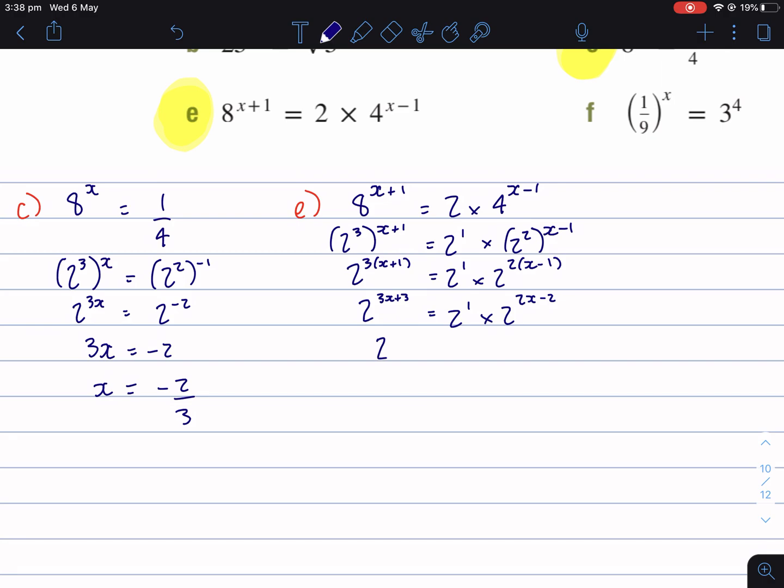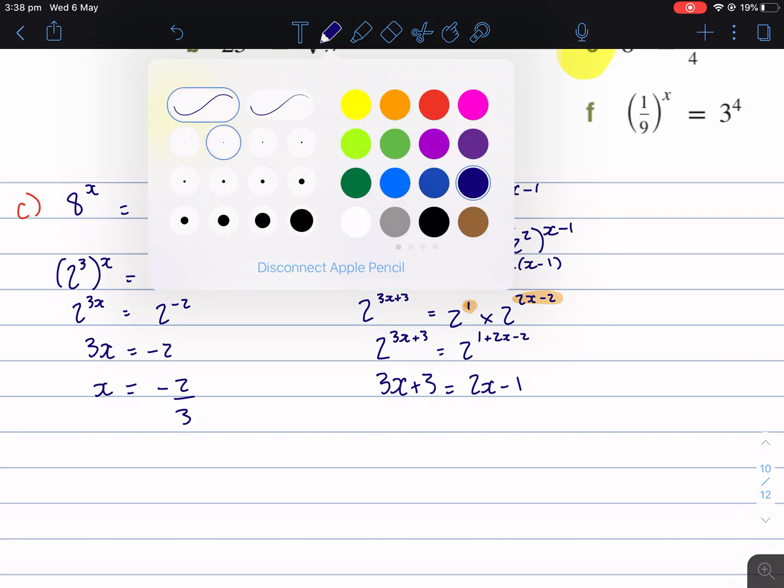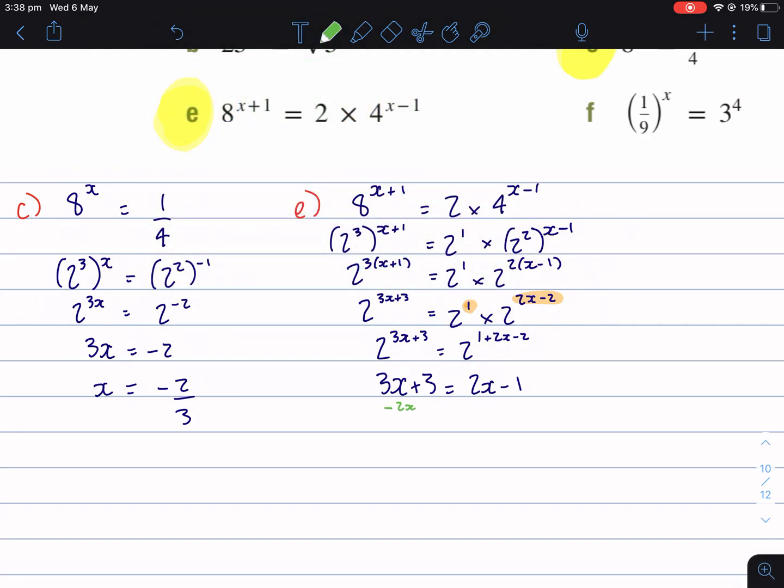We've got 2 to the 3x plus 3. Now we've got to add these ones because it's timesed. So we've got 2 to the 1 plus 2x, take 2, which means 3x plus 3 equals, now what is 1 plus 2x, take 2? 2x, take 1. Get the x's over to the left. So we're going to minus 2x to both sides. Get the 3's over to the right. We're going to minus 3 to both sides. So we've got 1x equals negative 1, take 3, negative 4.